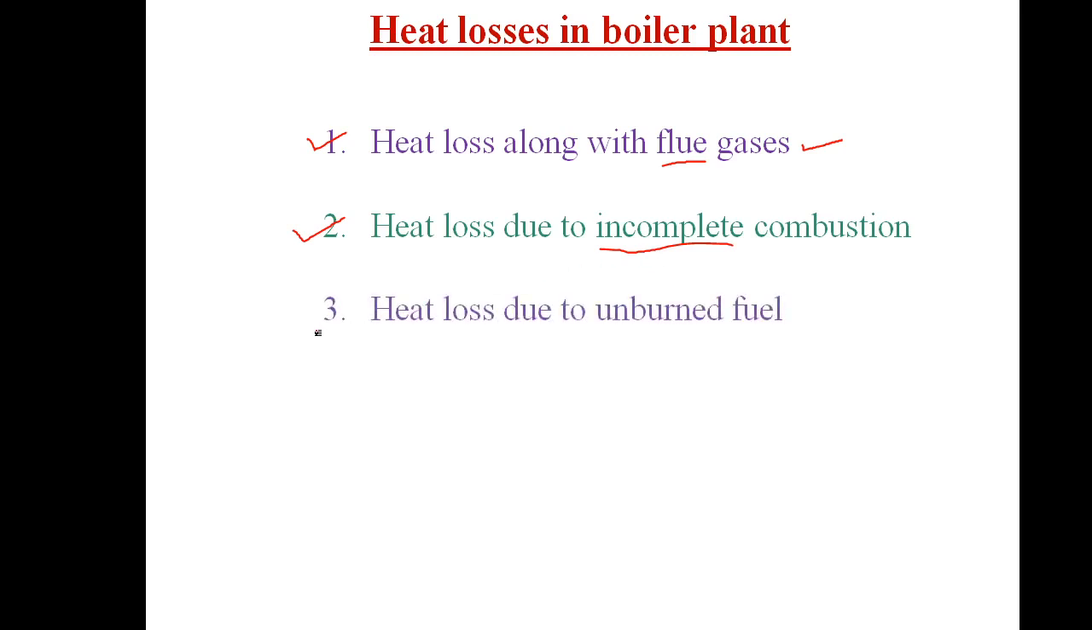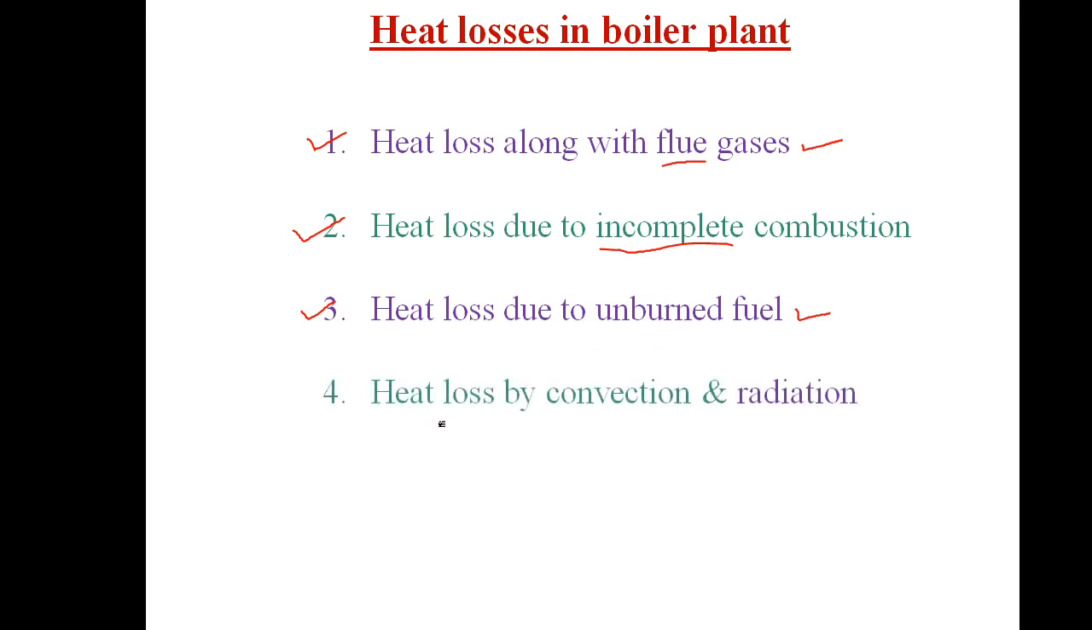Then the third parameter is heat loss due to unburned fuel. When fuel is supplied into the combustion chamber over the grate, some part of the fuel drops into the ash pit along with the ash and remains unburned. Such fuel does not liberate heat energy, and that is also a kind of heat loss. So incomplete combustion and unburned fuel are the two losses because of improper combustion of fuel.